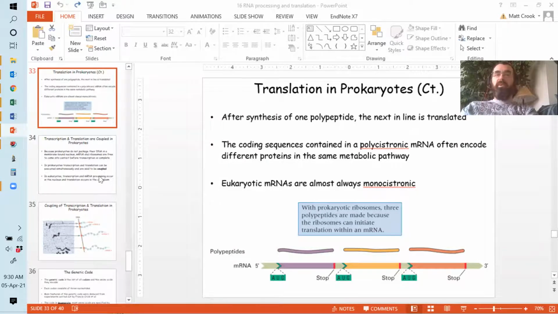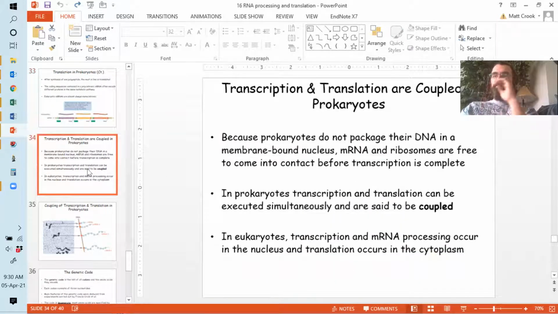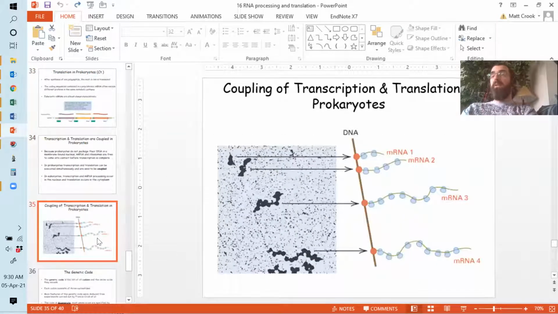Anyway, okay, and that's definitely not the case in eukaryotes. We cannot do this in eukaryotes because these things occur in different compartments.